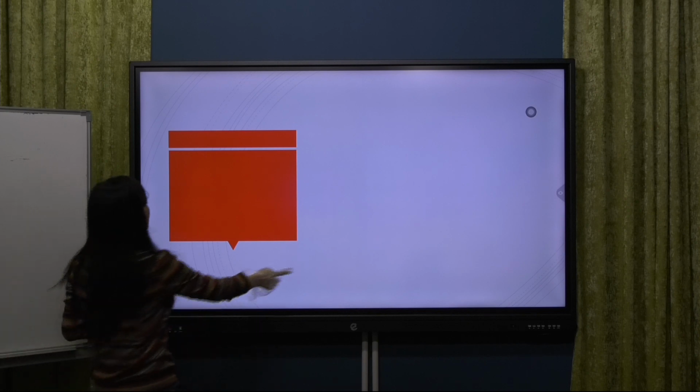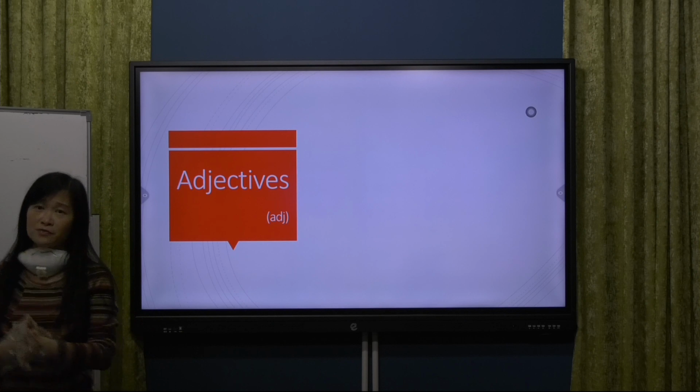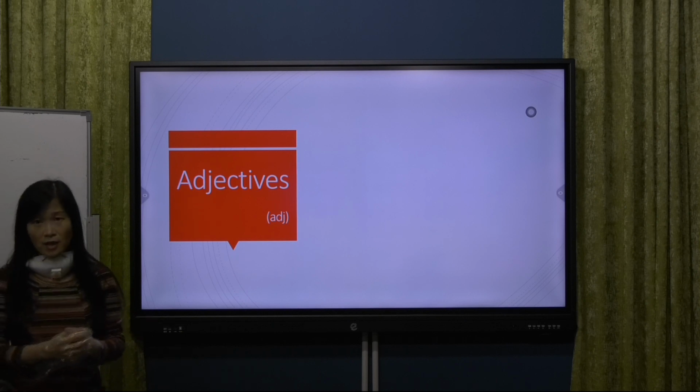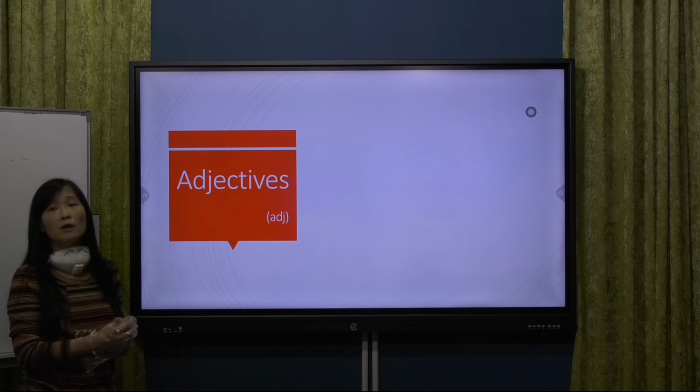What's the next one? Do you remember? Tell me. The short form is ADJ. What's the next one? ADJ, adjectives. So what are adjectives? Actually, adjectives have a very close relation with nouns.